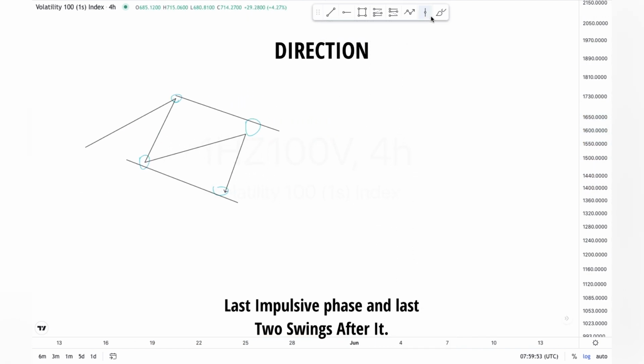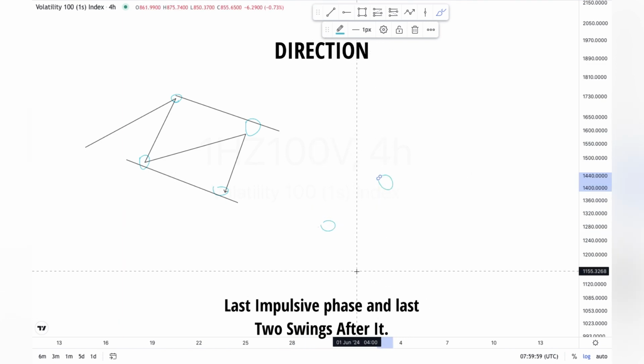And similarly, if we are also to look at price like so, just make sure that whenever you're looking at it.